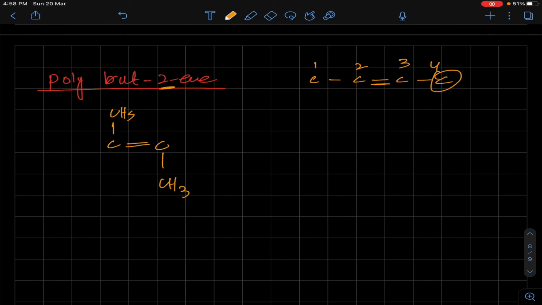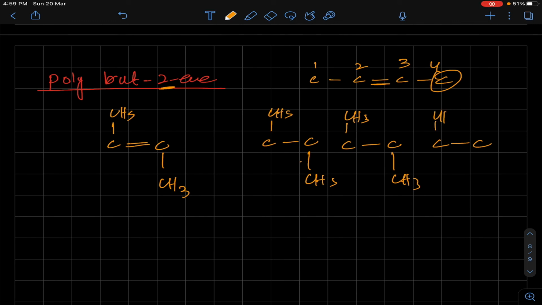Now you can simply draw the structure of the polymer. Let's say 3 repeats: a CH3 on the top, a CH3 at the bottom, CH3 at the top, CH3 at the bottom, CH3 at the top, CH3 at the bottom. And then make bonds between these molecules. You have to show the hydrogens as well. So this is the structure of polybutene, showing the repeats.